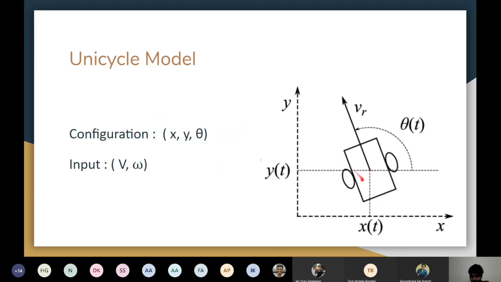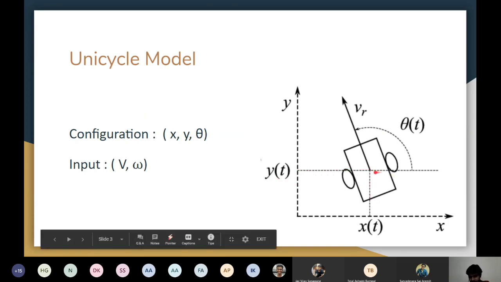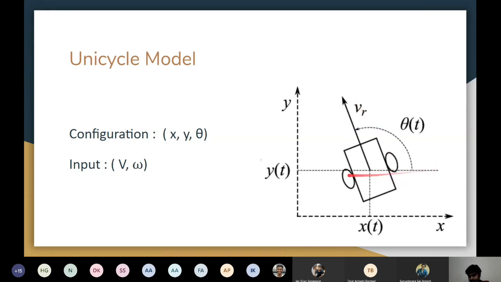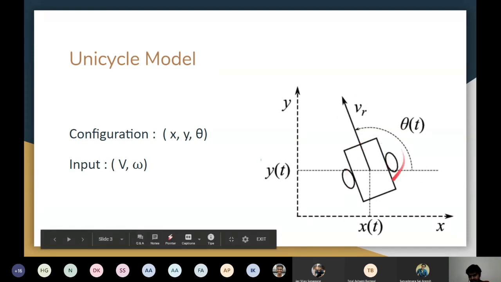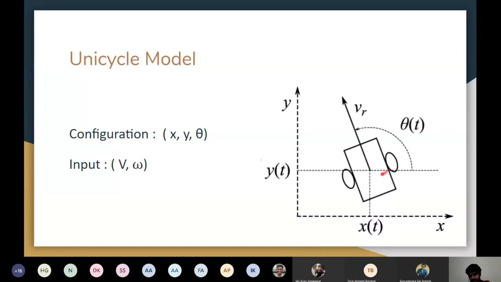So at any given instant of time, it is going to have three configuration variables: the X position, the Y position of the center of mass, and the direction in which it is aligned with respect to the X axis. So that together gives us the complete description of the current state of the robot in a 2D plane. When it goes to 3D, things are different. So we are talking only in the 2D plane.